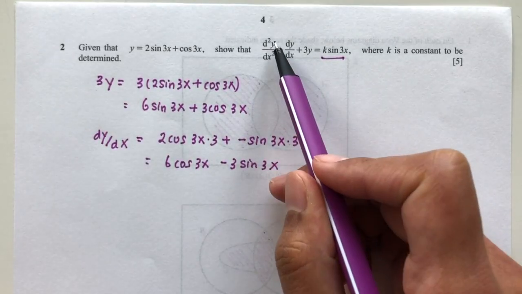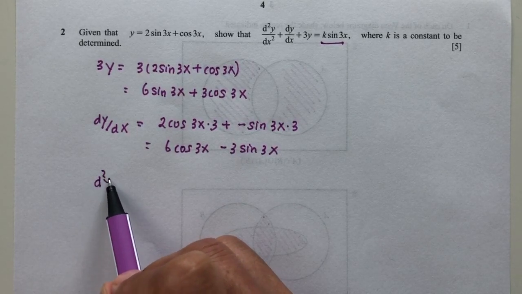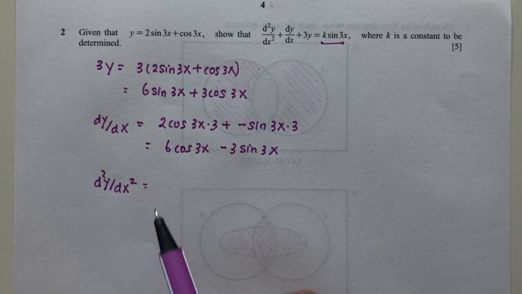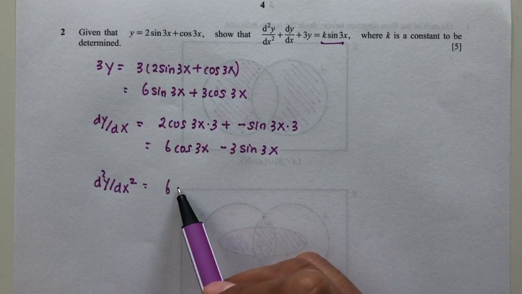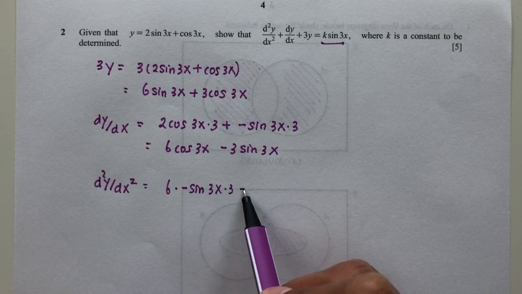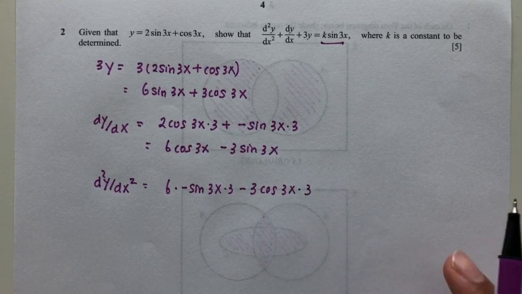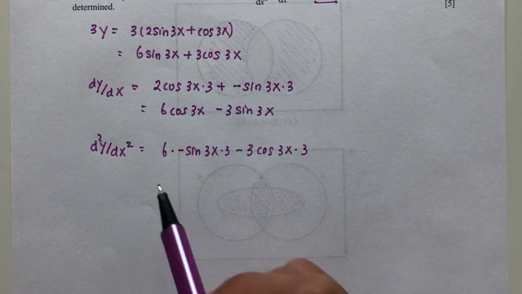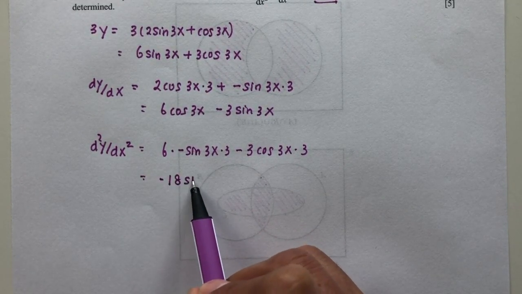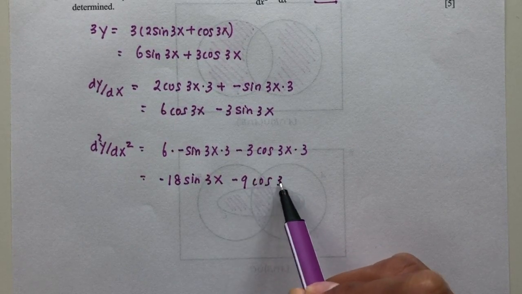And the last one we have d2y/dx2. So let's do that. So we have to differentiate dy/dx one more time. You will have 6 minus sine 3x times 3 minus 3 cos 3x times 3. So simplify, you will have 3 times 6 will be minus 18 sine 3x minus 9 cos 3x.